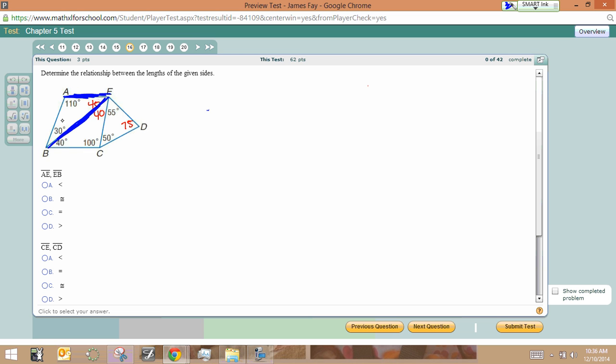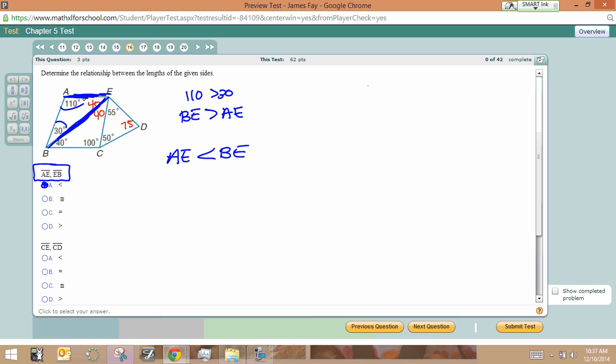AE is across from 30, and BE is across from 110. So 110 is bigger, so BE is going to have to be bigger than AE. Since 110 is bigger than 30, the side across from 110 is bigger than the side across from 30. So BE is bigger than AE. Now, they have it in this order. We want to compare AE to EB. So AE is actually less than BE. So we're going to go less than.